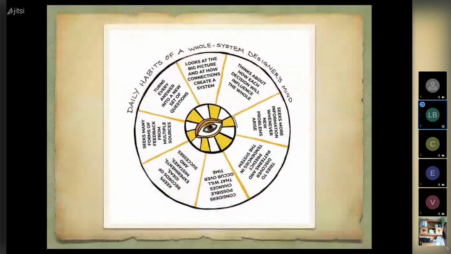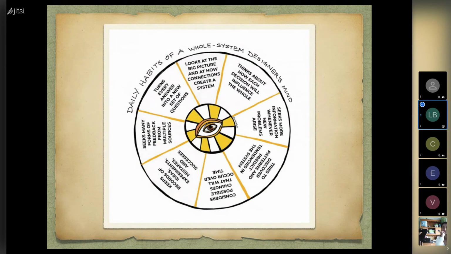Another piece of permaculture is also the creation of habits, which kind of stems back to that idea of patterns and looking at what patterns we want to continue and develop, and how we want to become better designers. So this is a graphic that was created by Heather Jo Flores, which is called Daily Habits of a Whole System Designer's Mind. And so she has this cool wheel with an eye in the middle.